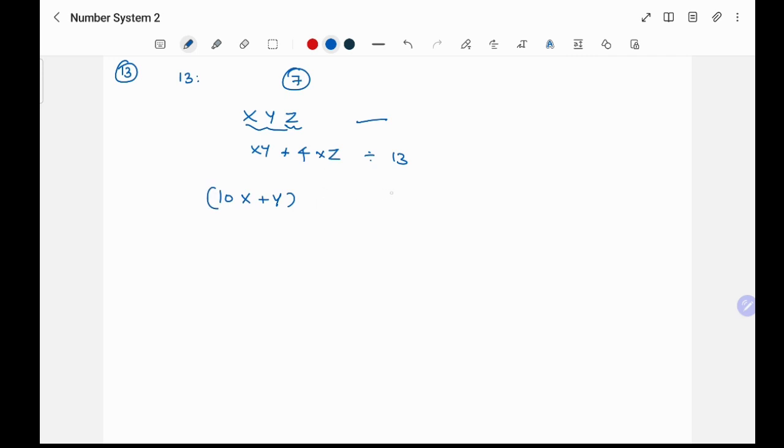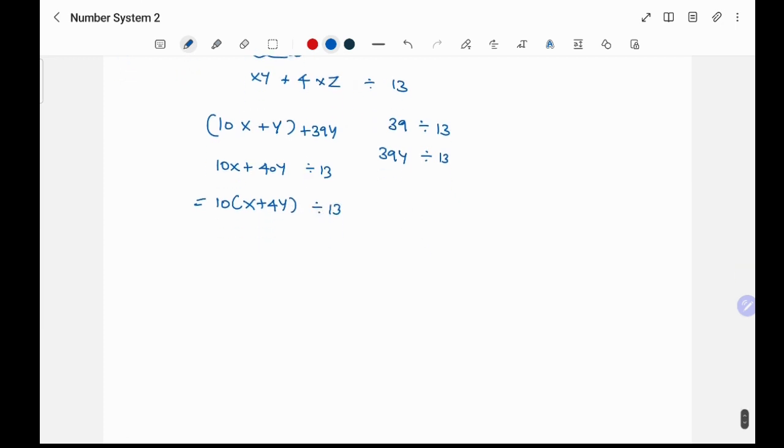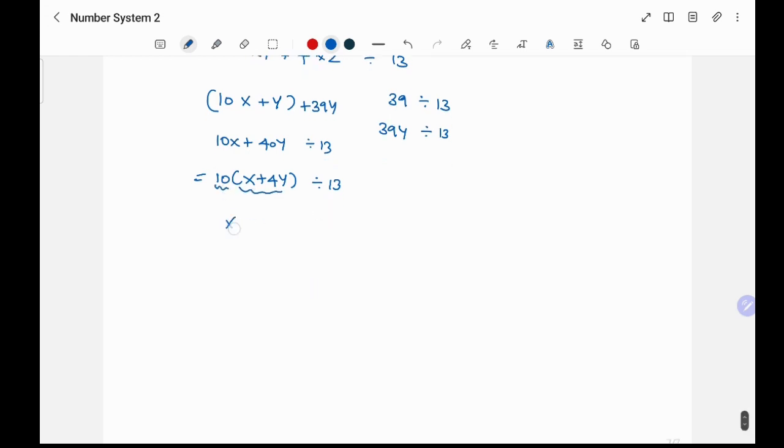So now what I am going to do, 39 is divisible by 13. So 39y is also divisible by 13. So I just add 39y. It should not disturb the remainder. So then I have 10x plus 40y divisible by 13. So again 10 I can take common out. I have x plus 4y divisible by 13. Now 10 is not divisible by 13. So only x plus 4y should be divisible by 13.